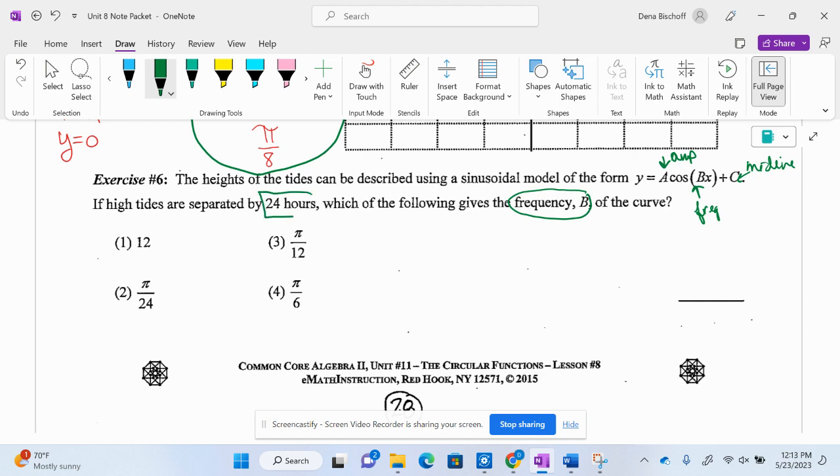High tides are separated by 24 hours, meaning it starts up high, comes down low, and then goes back up high. So this represents a period, and it takes 24 hours for that to happen. So my period is 24. I'm trying to figure out what my frequency is. How am I going to do that?